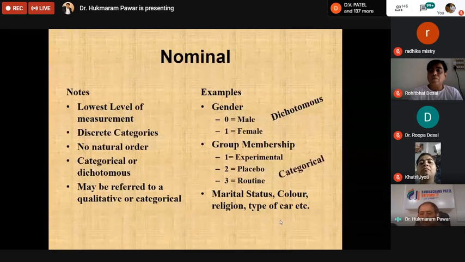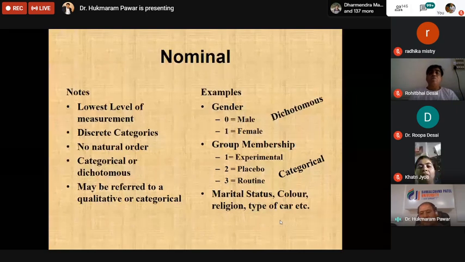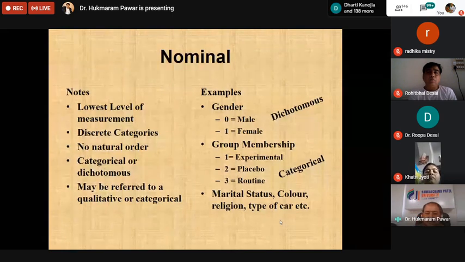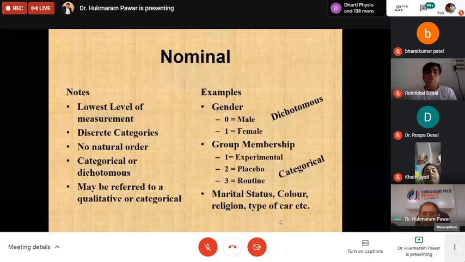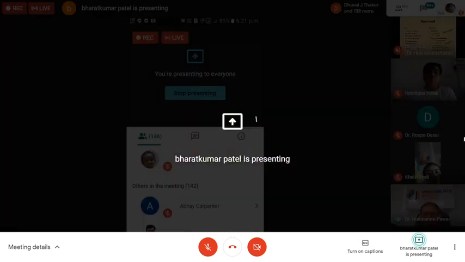Like the group members, the names of the groups are given: experimental, placebo and routine. These are the groups. For example, you can create groups on the basis of religion: Hindu group, Muslim group, Sikh group or Christian group. If you assign numbers, Hindu is 1, Muslim is 2 and Sikh is 3, but there is no meaning that number 1 is greater and number 2 is not superior. That kind of conclusion is wrong.